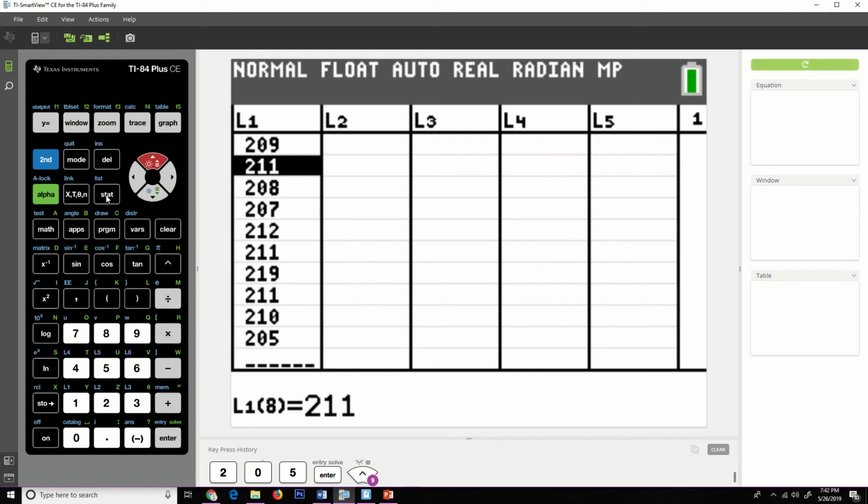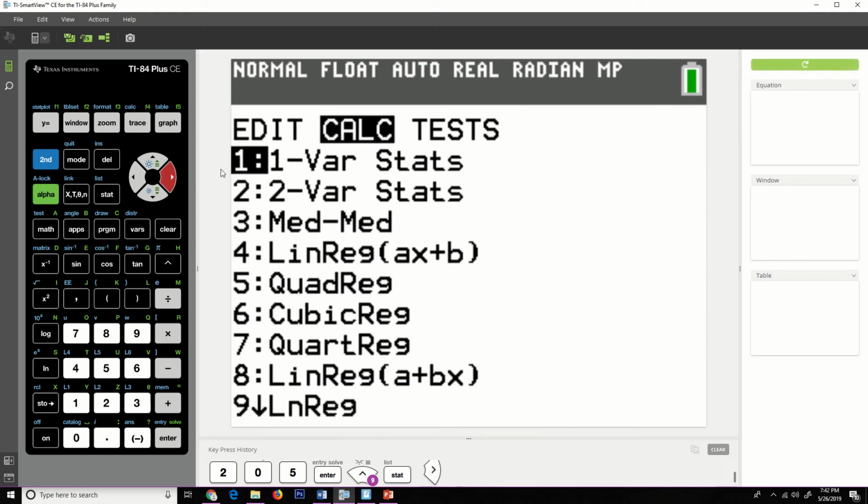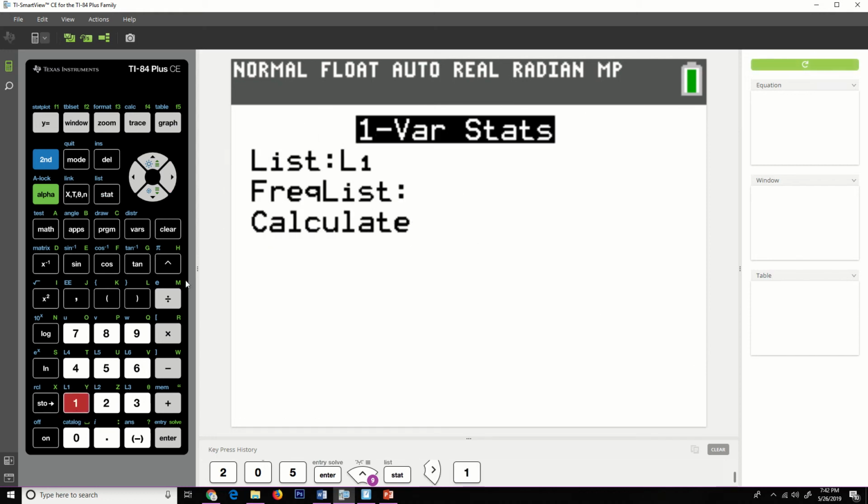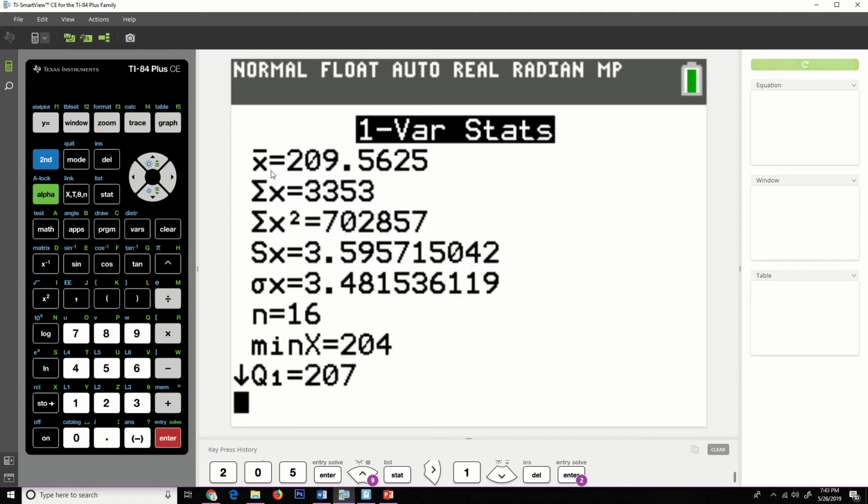And so here's what I'm going to do. I'm going to hit stat. We're going to go over to calculate again. We're going to hit 1-variable stats, so I'm going to hit 1. And we want to make sure that the frequency list is empty. If you have something there, you can just go down to it and hit the delete button, and it'll clear that out. But we do want L1 in our list, so we'll bop down and have it calculate. And so let's go over what all of these values actually mean.